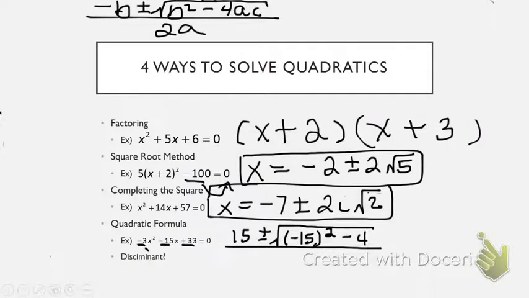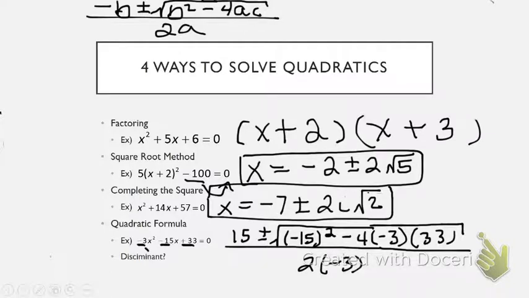Minus 4, what's my A? A negative 3 times my C, which is a positive 33. At this point, I'm going to pause real quick and get my calculator. I'm going to finish writing this though, 2 times a negative 3, and I'm going to go ahead and do some math. So I'm going to pause. All right, so I'm back. Negative 15 squared is 225.